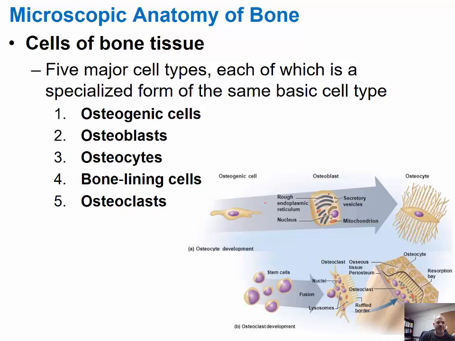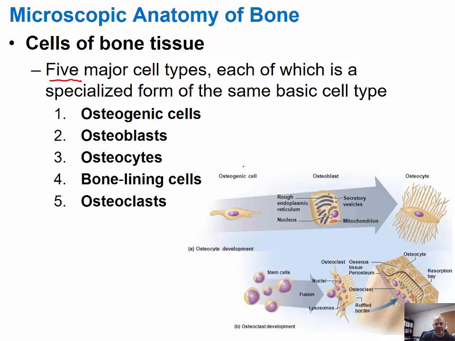So let's move along now and look at the microscopic anatomy of the bone. So we're going to look at the cells of the bone tissue. There's going to be 5 major cell types, and they're all specialized. They have specialized functions. There's the osteogenic cells. Those are going to be the stem cells that give rise to the other cells. Then we have osteoblasts, osteocytes, bone lining cells, and osteoclasts.